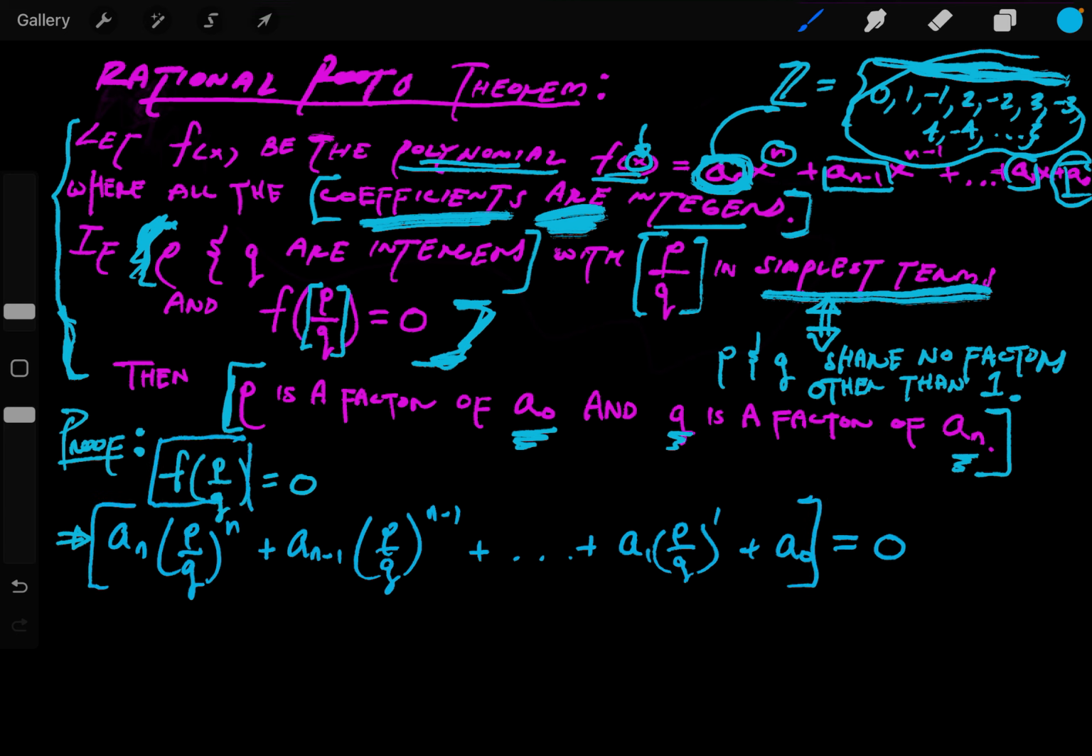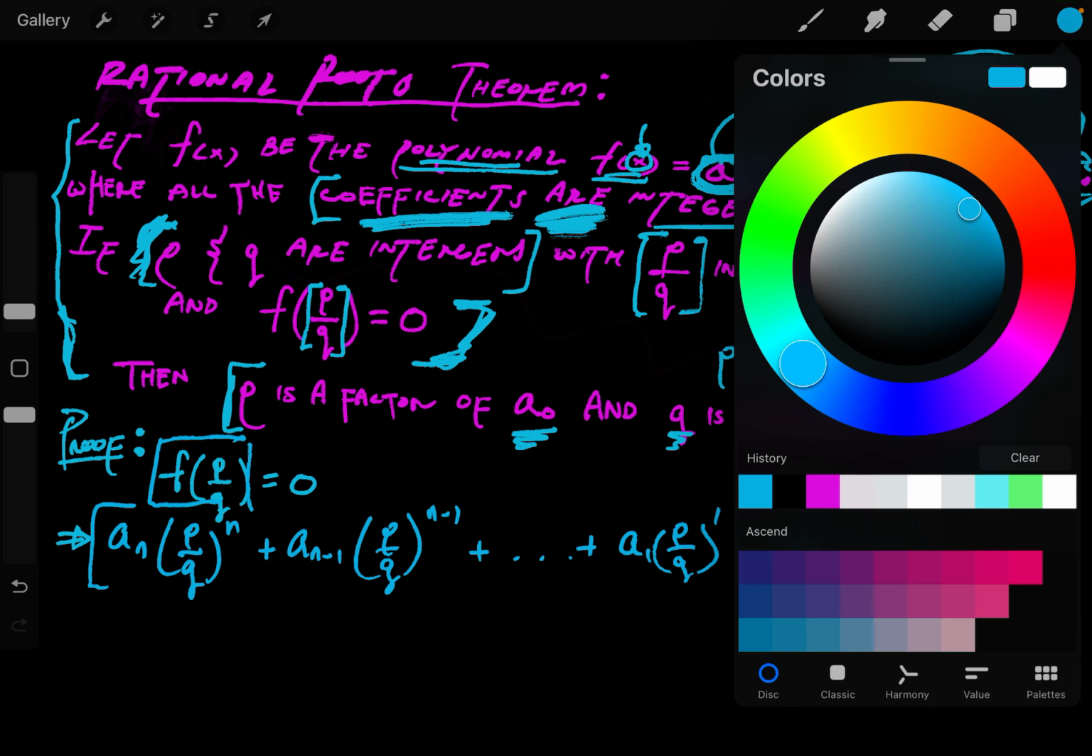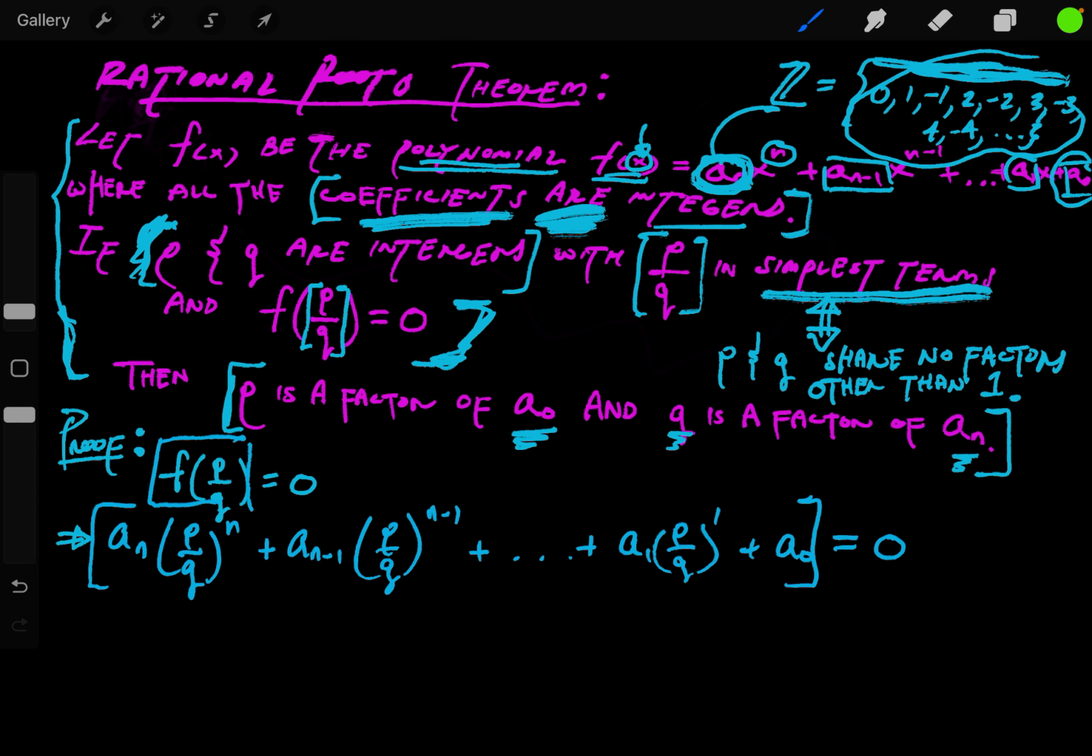Okay, now here's the first place where we have to be a little clever with our algebra, right? So I'm going to do that in green. We need to see that for each of these, p over q to the m is p to the m over q to the m. You should convince yourself of that by taking examples. What does p over q to the m mean? It means p over q times p over q times p over q.